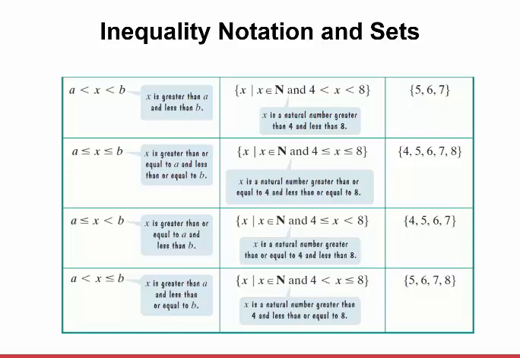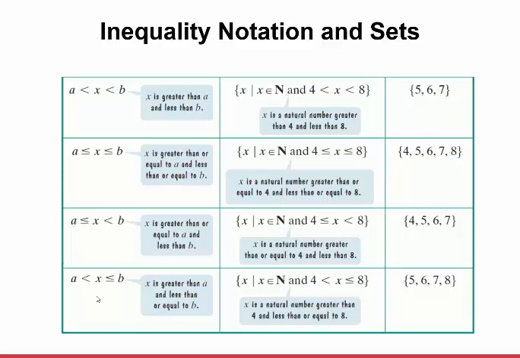So you can bound it between two inequalities. This is a, x is greater than a but less than b. So if it's a natural number between 4 and 8, well, that would just be 5, 6, and 7. All right, greater than or equal to a but less than or equal to b. So if it's a natural number, 4 less than or equal to x, less than or equal to 8, well, that would now include 4 and 8. So it would be 4, 5, 6, 7, and 8.